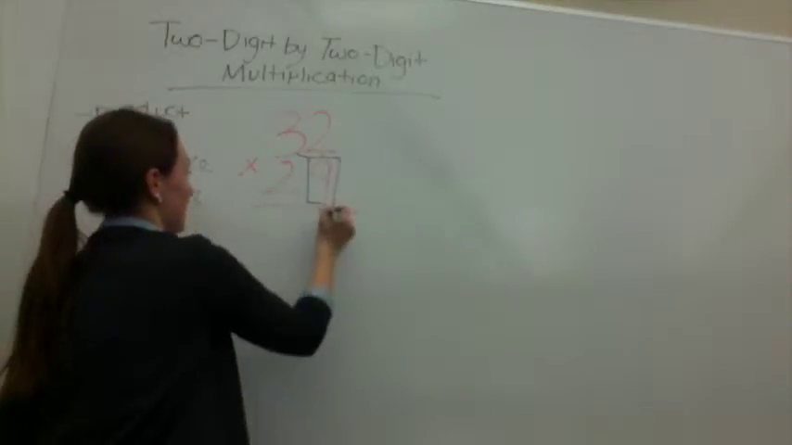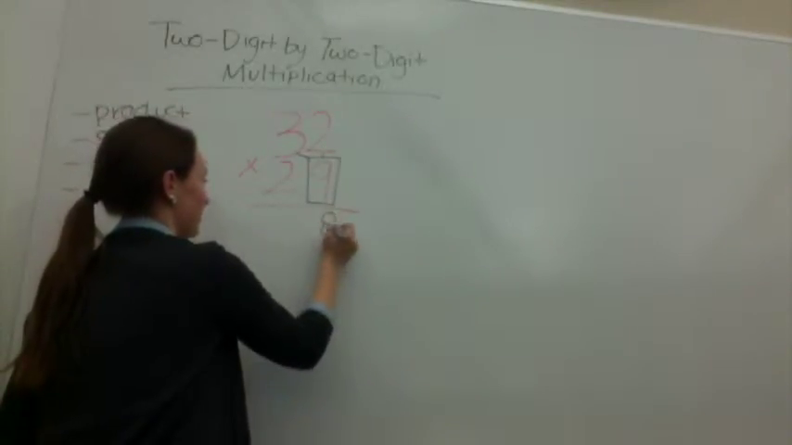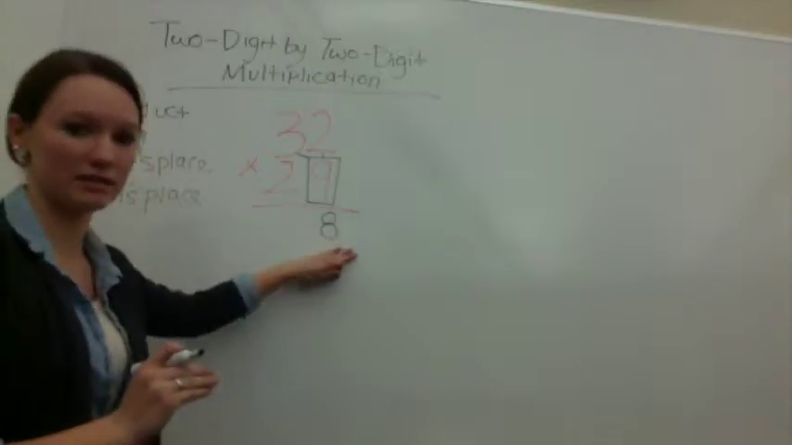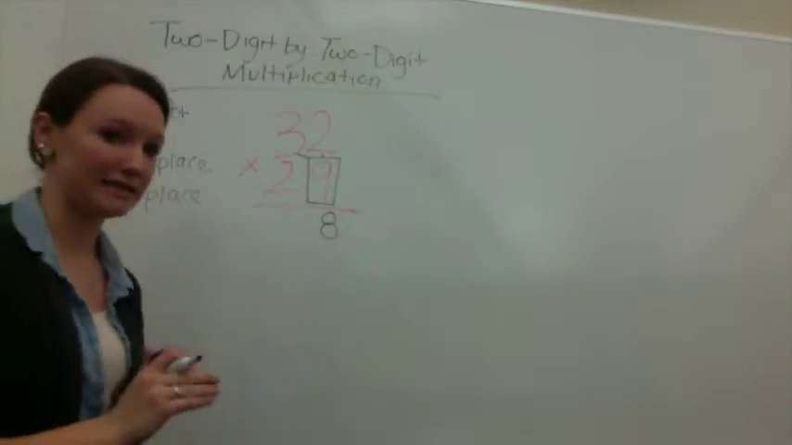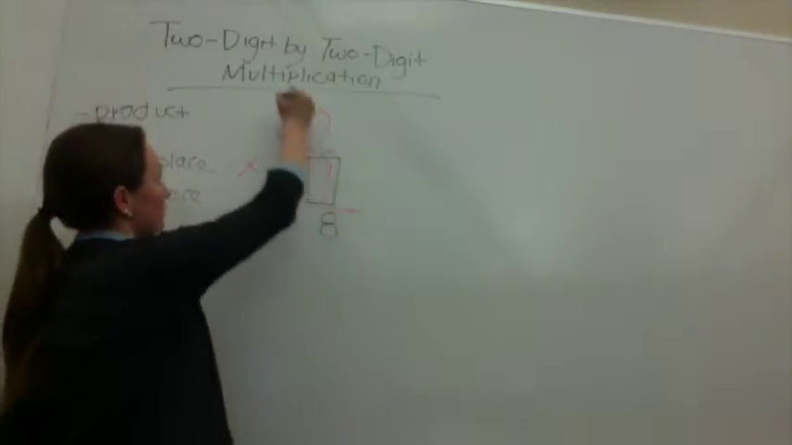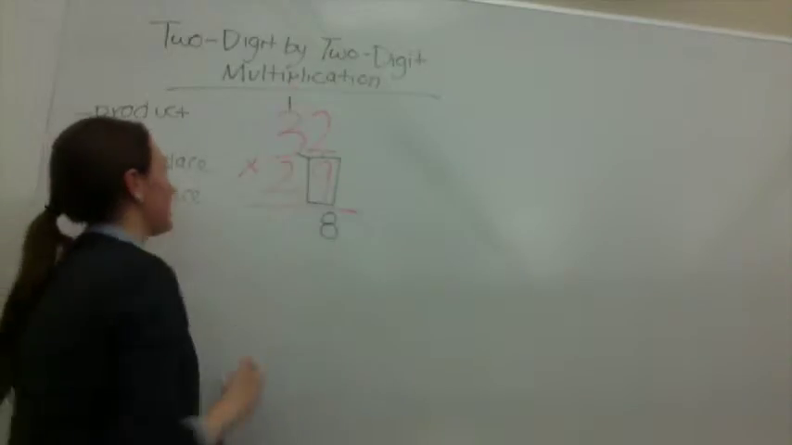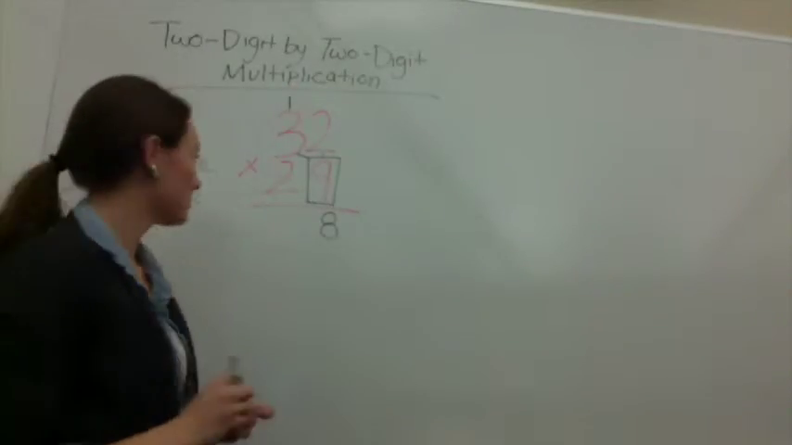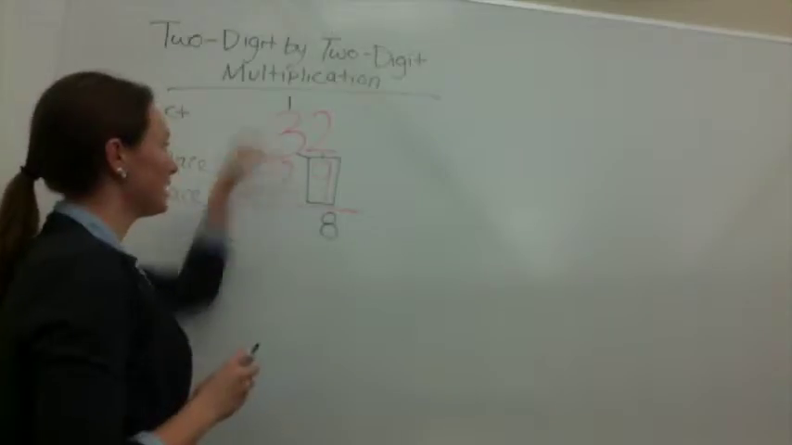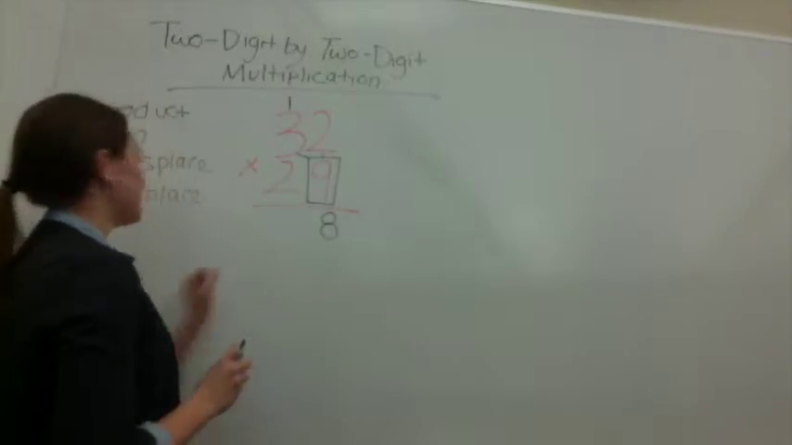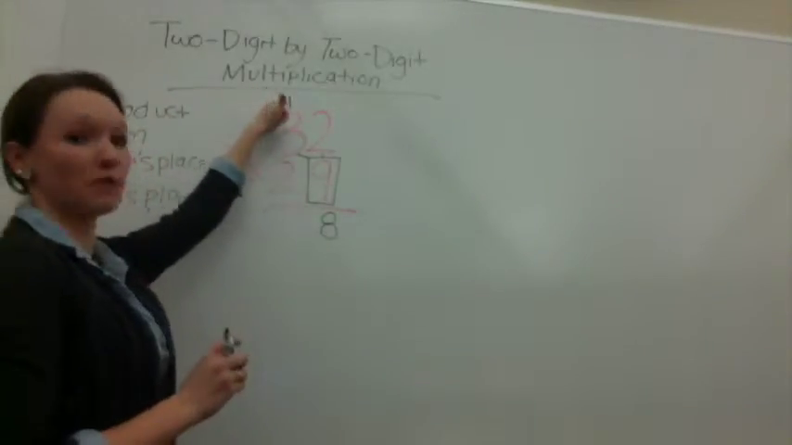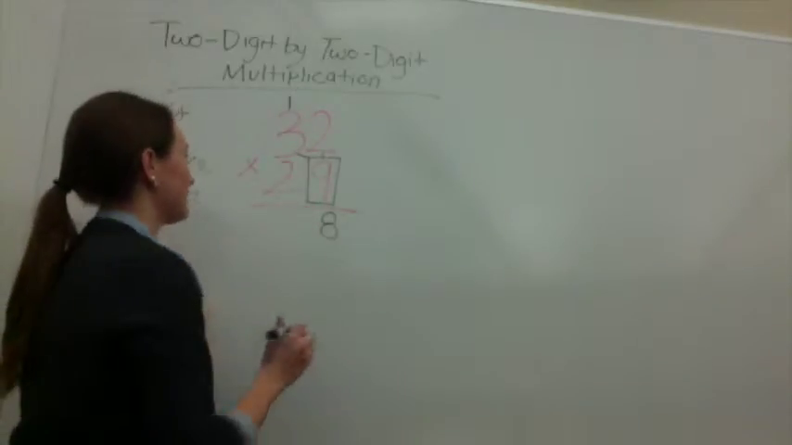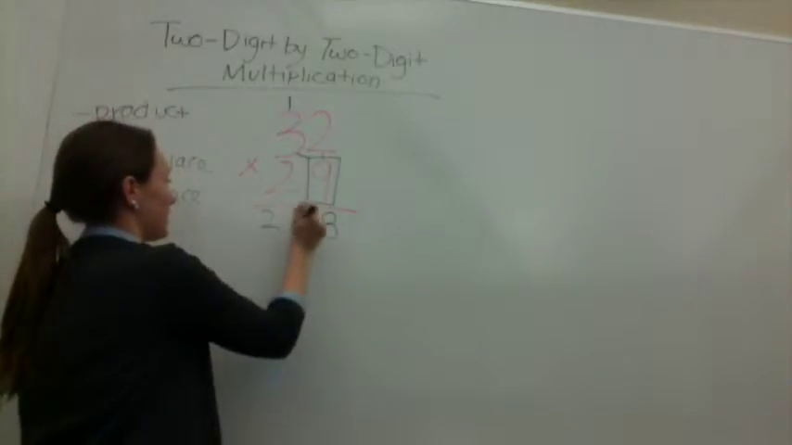2 times 9 is 18, but we're placing it in the ones column, so you can't fit 18 in the ones column. So you move your 1 over to the tens column. Then you're going to multiply 9 by 3, which is 27, but then you add the extra 1 that was carried over from the ones place. So that gives us 28.